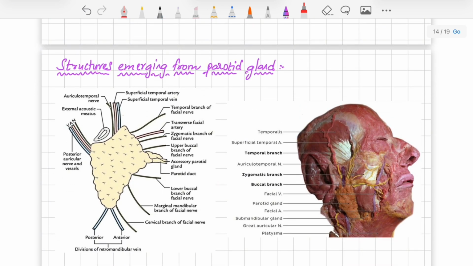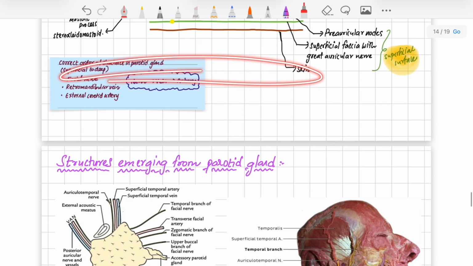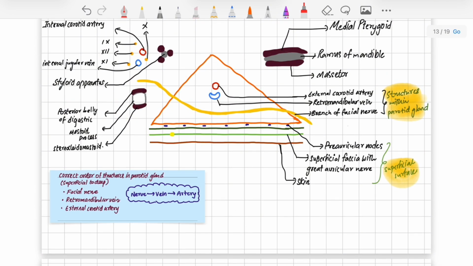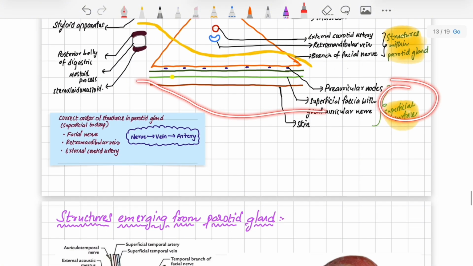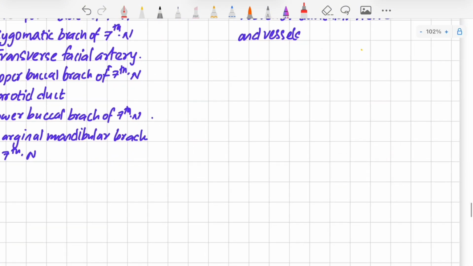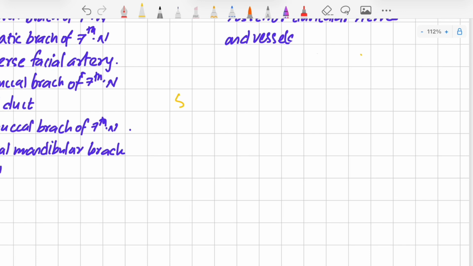So okay, now let us talk about the most important topic of the parotid gland, that is the structures emerging from the parotid gland. Before understanding the structures emerging from the parotid gland, I just want you to recollect that there is a facial nerve which is present within the parotid gland. Now, within the parotid gland, this facial nerve divides into 5 different branches. Now let us take a look at those branches.